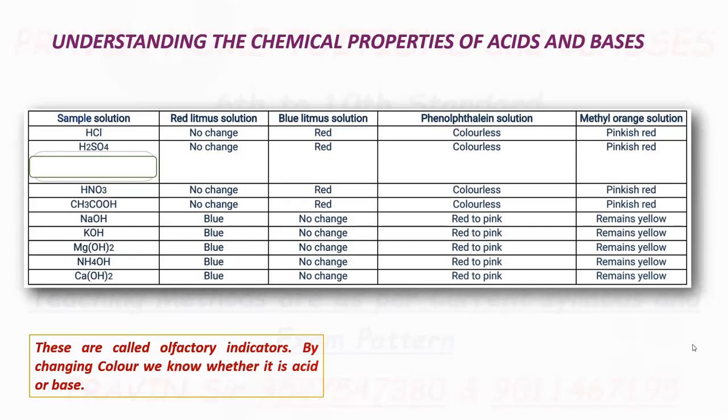Here I have shown one table. In that, some sample solutions are there. We have to find out whether these are acid or base. We have three indicators, that is litmus test, phenolphthalein test, methyl orange test. All these three indicators are called olfactory indicators.